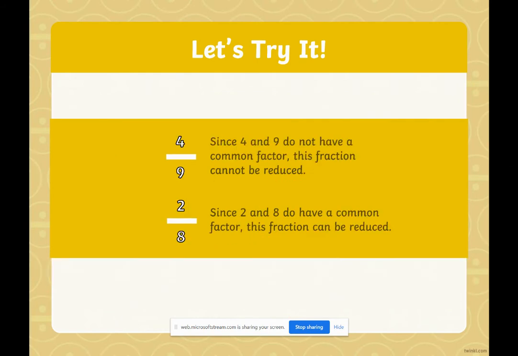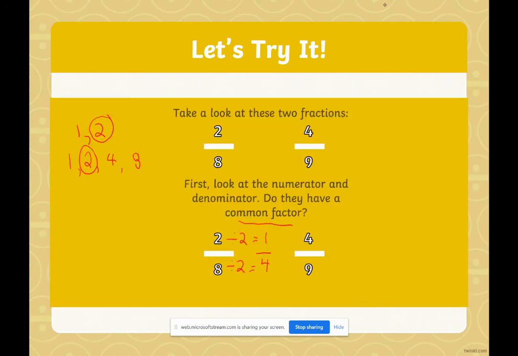What about 4 and 9? Whoops. What about 4 and 9? 4's factors, we've got 1, 2, and 4. 9's a prime number, so it's only 1 and itself. We look at this list, the only common factor is 1, and we don't even consider that a common factor in the math world, so we're not going to use the 1. Therefore, 4 and 9 do not have any common factors, so this would be its lowest terms.